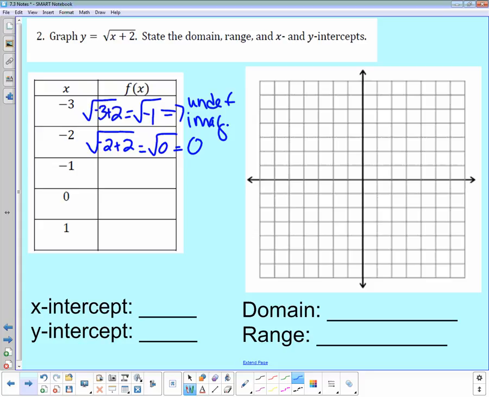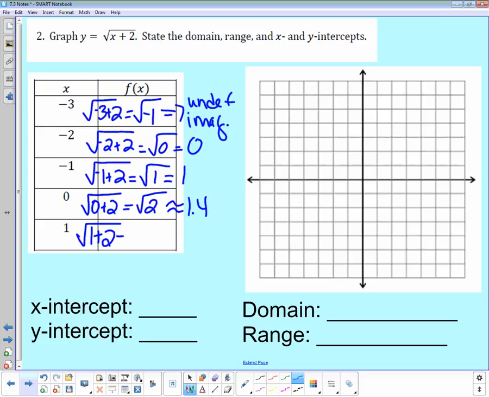If we plug in -1, we have -1 plus 2, which gives us the square root of 1, which is equal to 1. If we plug in 0, we have the square root of 0 plus 2, which is equal to the square root of 2, which if you place into your calculator is around 1.4. And then if we plug in one more value, we have the square root of 1 plus 2. That's equal to the square root of 3, which placing into your calculator, you're going to get around 1.7.